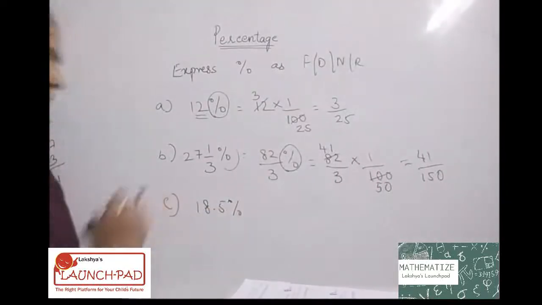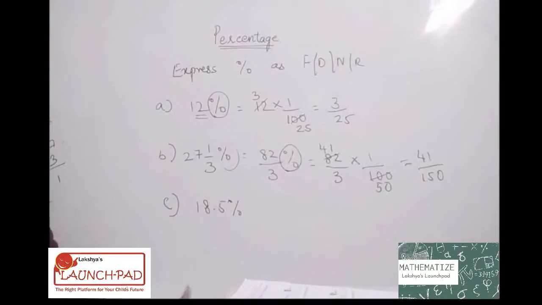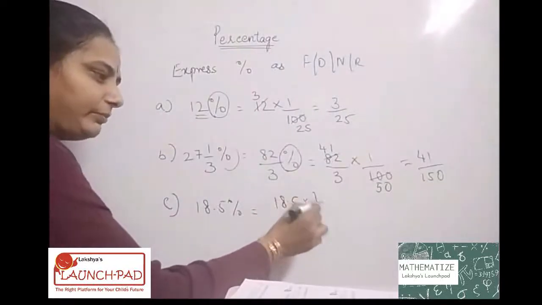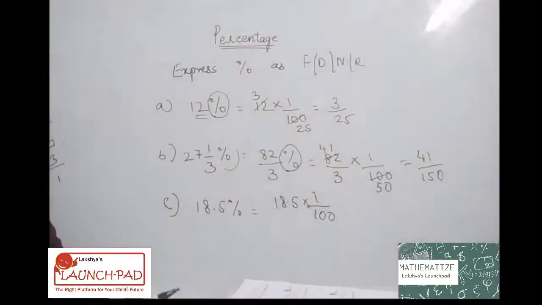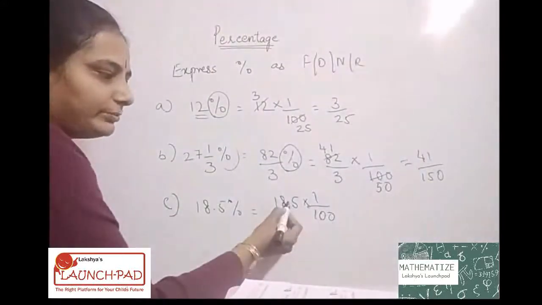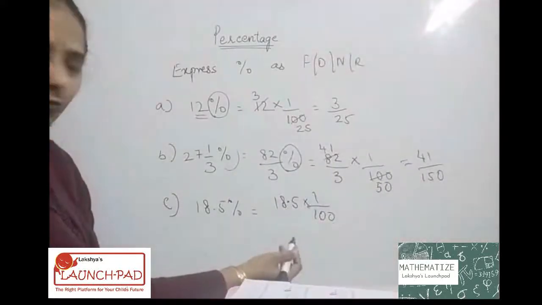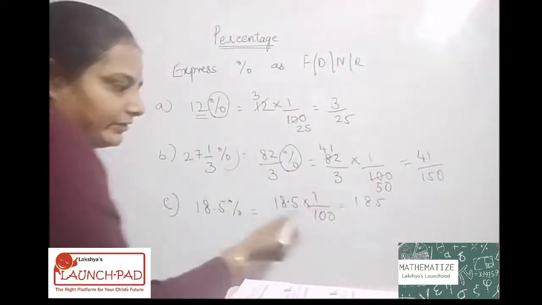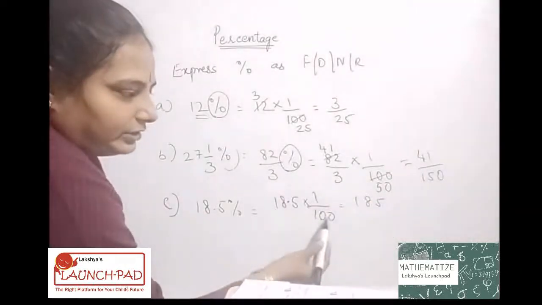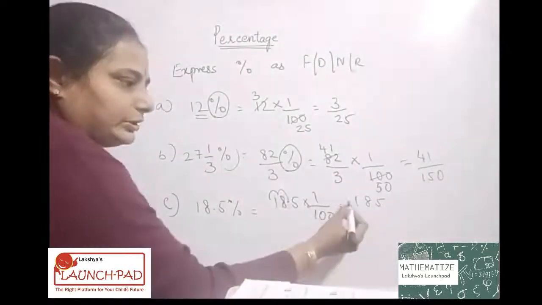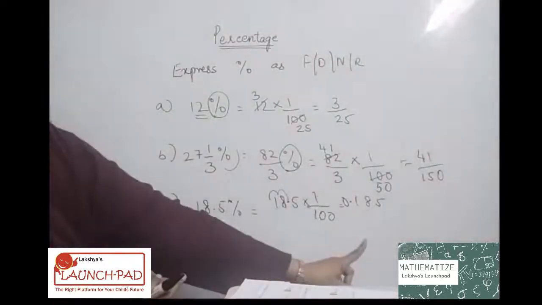Now, if they give a decimal, 18.5%. How do we do? I will tell you two methods, whichever easy you can follow. One is, as it is, 18.5 will become 1/100 into 1/100 here. When there are two zeros from the decimal position, I will write the numerator as it is, 185. Where is the decimal? It's here. 1, 2. So, I can shift the decimal 1, 2. It will become this. This is one method.